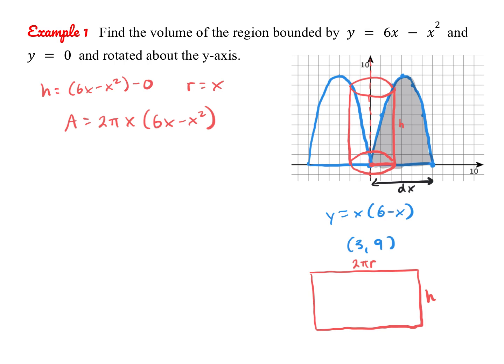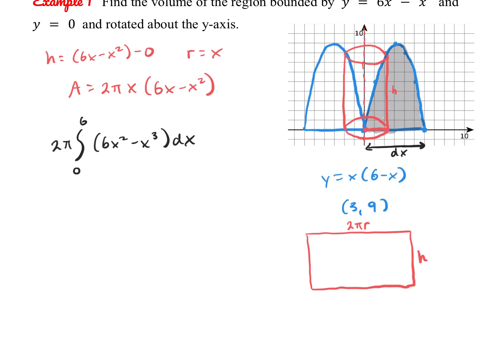So now I need to set up my integral. I'm going to integrate from 0 to 6, and I'm just integrating this area. I'm always going to pull the constant, the 2 pi, out front, and then all I have left is x times 6x minus x squared, so 6x squared minus x cubed dx. And that is my integral.